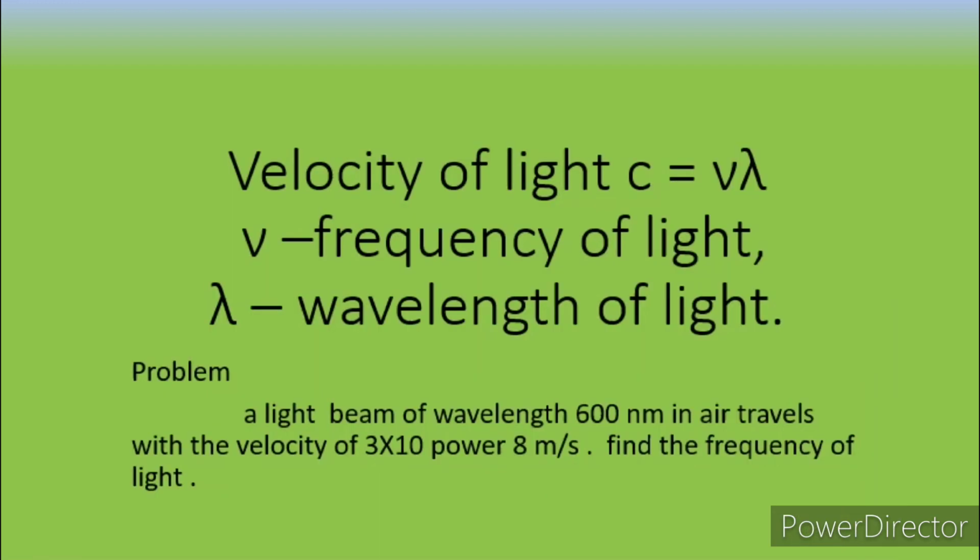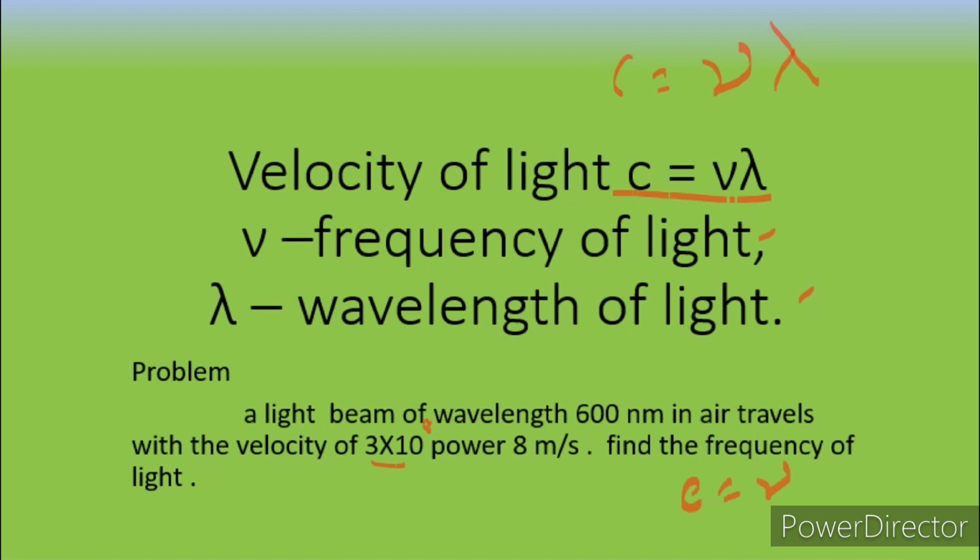And as I told you, this is a very important thing in today's session. Velocity of light, c is equal to nu lambda, where nu is the frequency of light and lambda is the wavelength of light. So you can calculate this. If a beam of wavelength 600 nanometer in air travels with a velocity of 3 into 10 power 8 meter per second, find the frequency of light. You can try out this calculation.